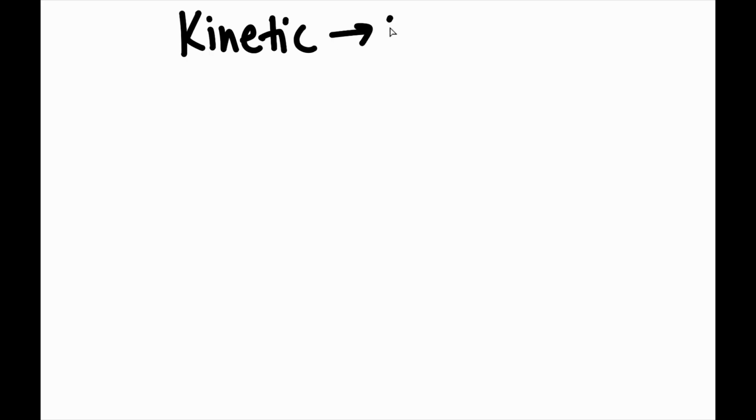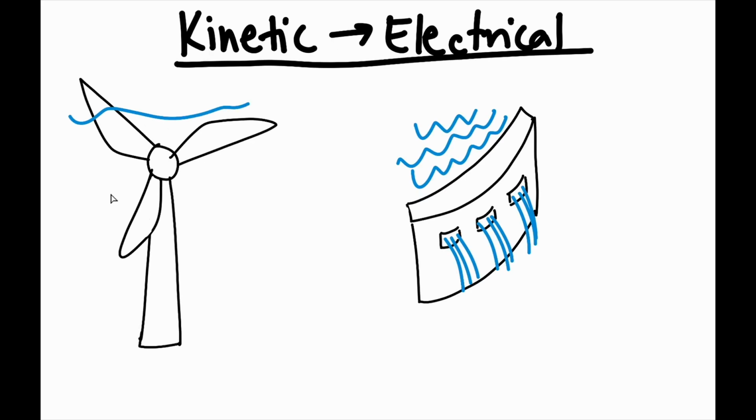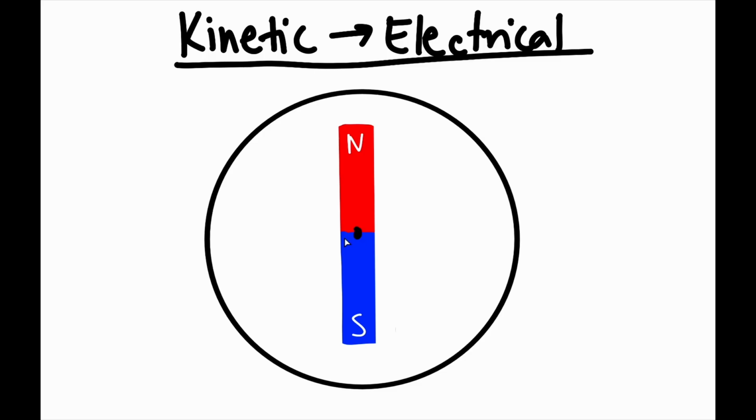The last common conversion that we use is the conversion from kinetic energy to electrical energy. Lots of renewable energy converts the energy of moving things like the wind or a river into electrical energy. This conversion works due to the relationship between a magnetic field and electricity. A moving rotor shaft is connected to a magnet which spins when the shaft spins.